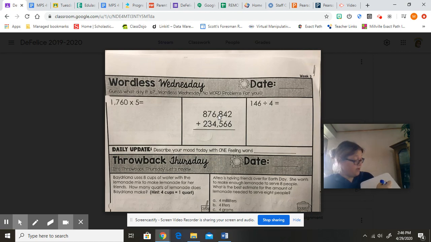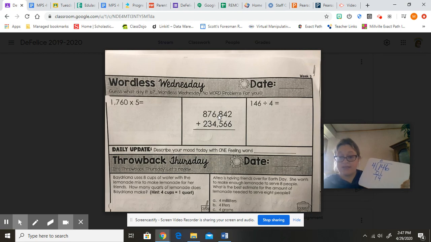Now, last one, 146 divided by 4. Divide, multiply, then subtract, bring it on down, bring it on back. Doing it 3 times because we have a 3-digit dividend. So first thing, divide. 1 divided by 4, you can't do that. You can't do a small number divided by a big number. So we're going to put our 0 to hold our place. 0 times 4 is 0. 1 minus 0 is 1. And then we're going to pull down our 4 and put it with that 1.